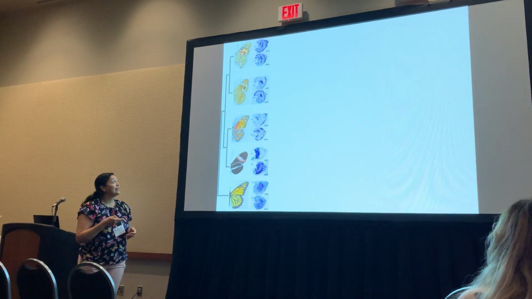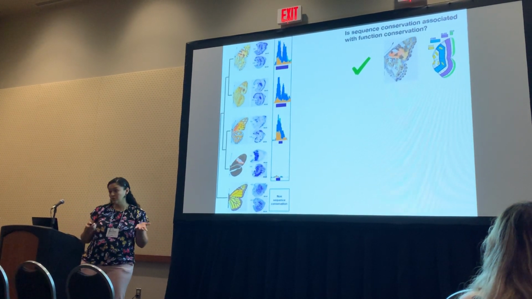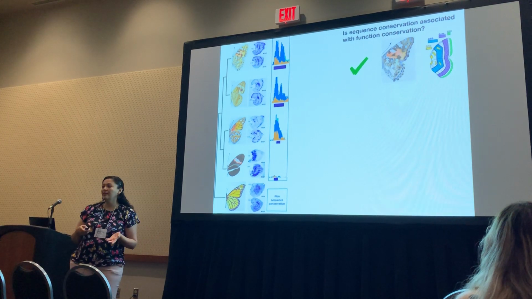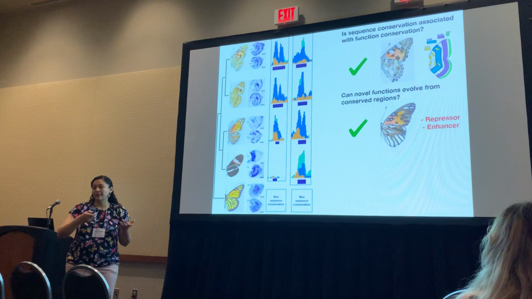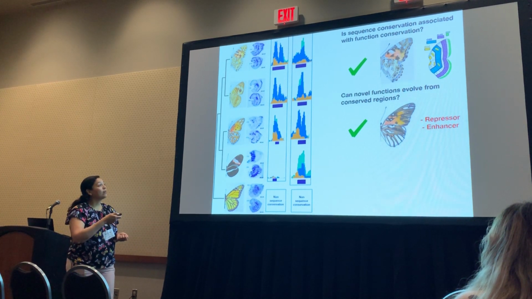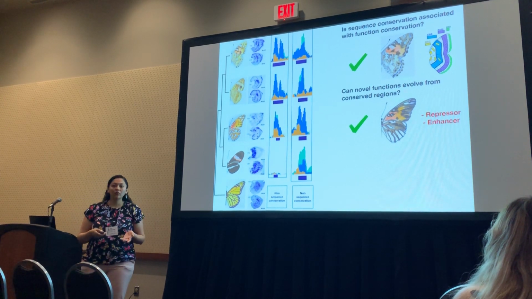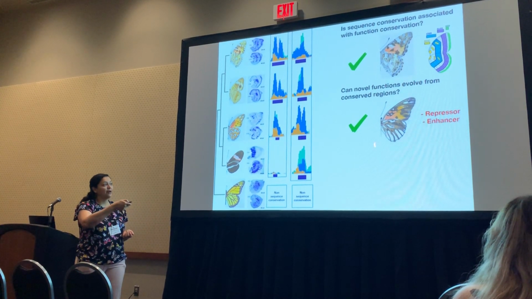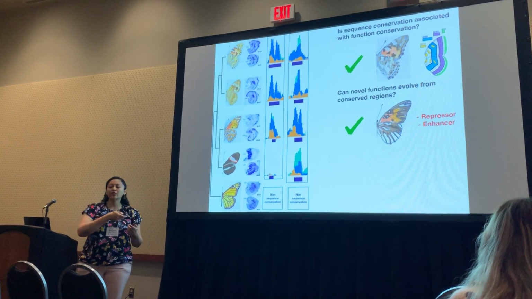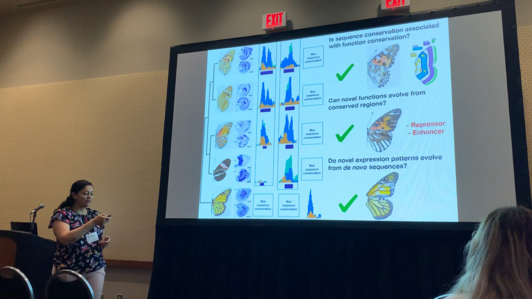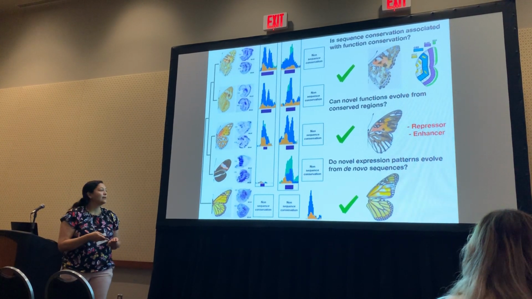So, to summarize, we have observed that there are enhancers in conserved regions that are driving ancestral expression patterns, specifically around the central symmetry system. We have observed that novel functions can evolve from conserved regions. We have an element that acts as a repressor in one species and as an enhancer in another species. And then we have novel expression patterns from novel sequences.